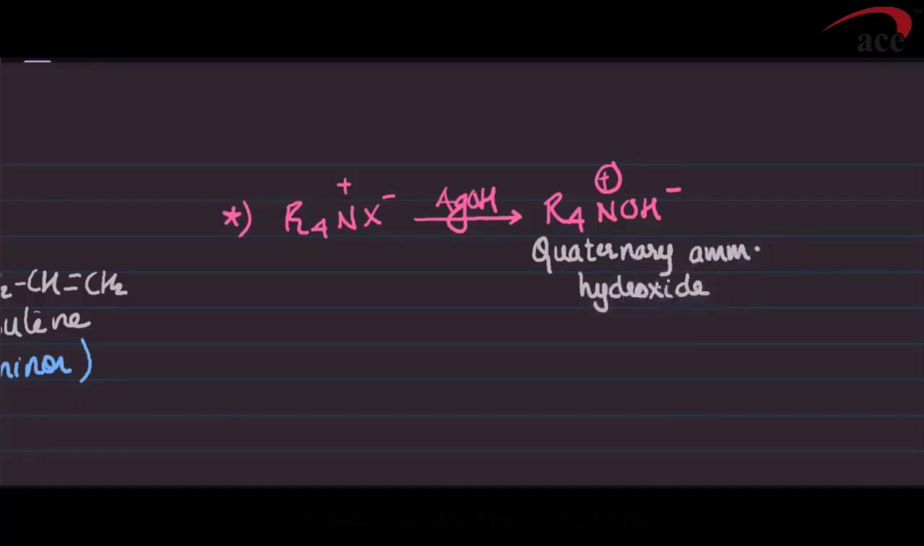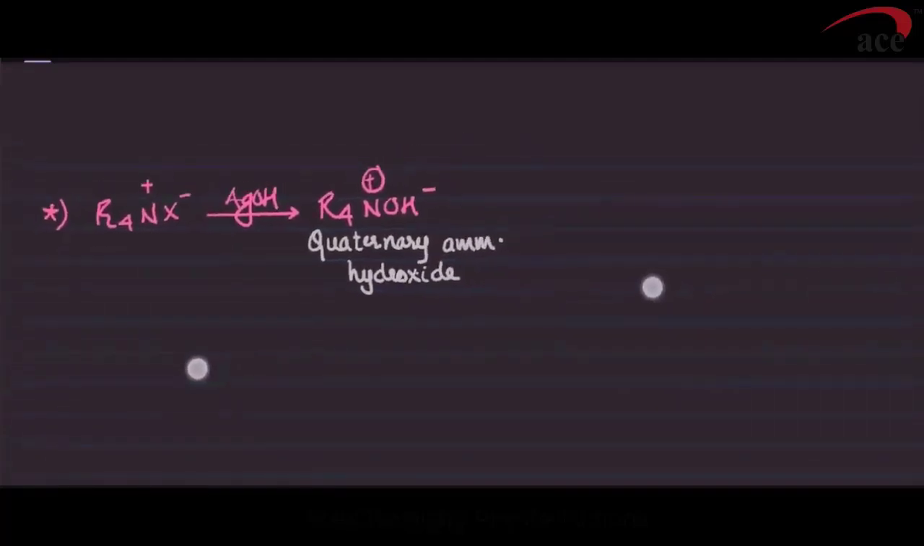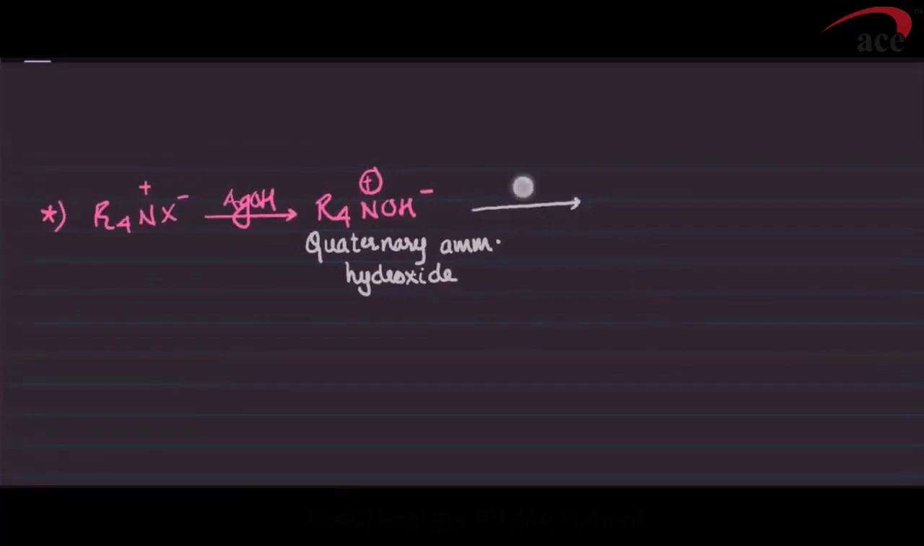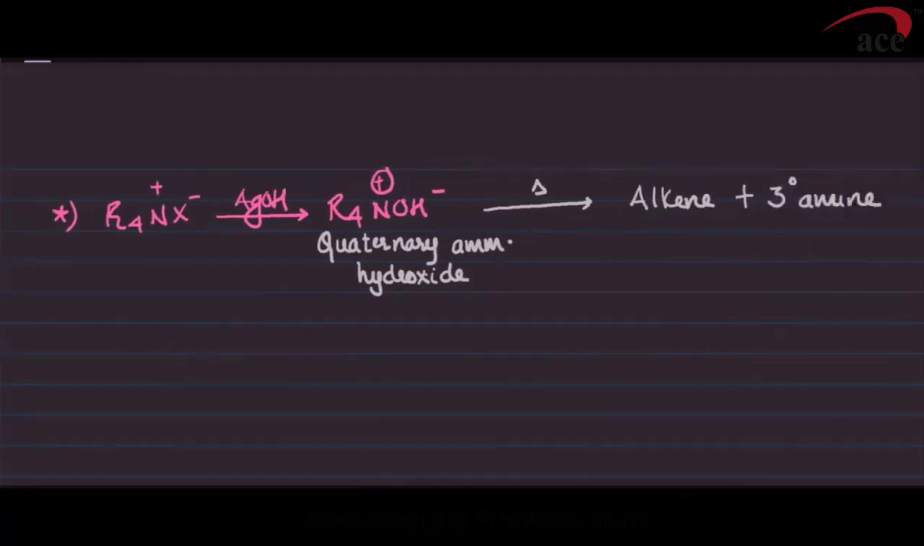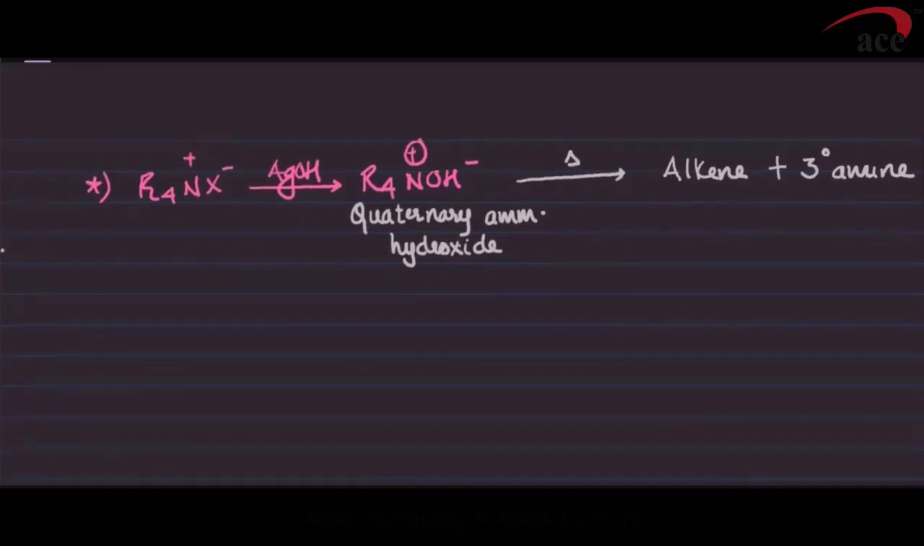Now, a quaternary ammonium hydroxide, if heated strongly, will give you an alkene and a tertiary amine along with H2O. The alkene formed is generally the less substituted alkene. That is what we call Hofmann's elimination rule. So from a quaternary ammonium hydroxide, on strong heating, you get an alkene along with a tertiary amine.